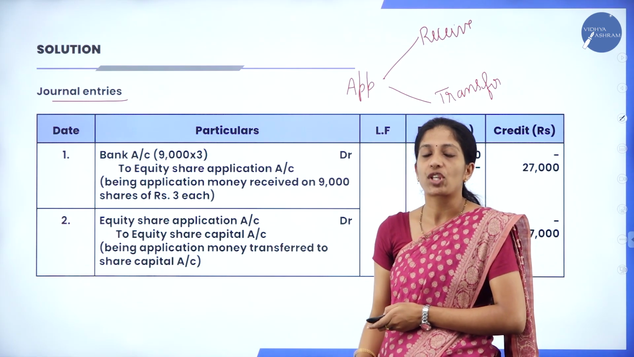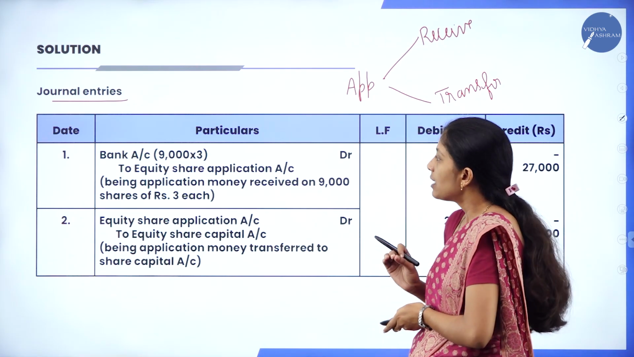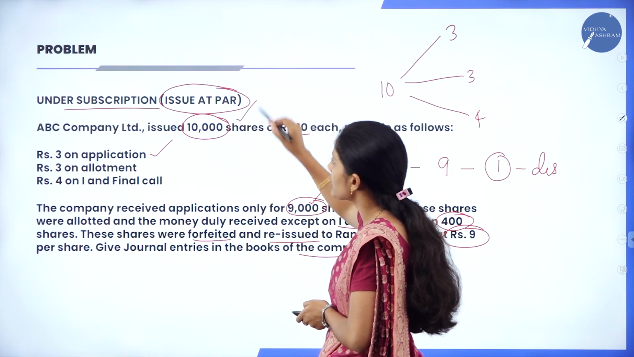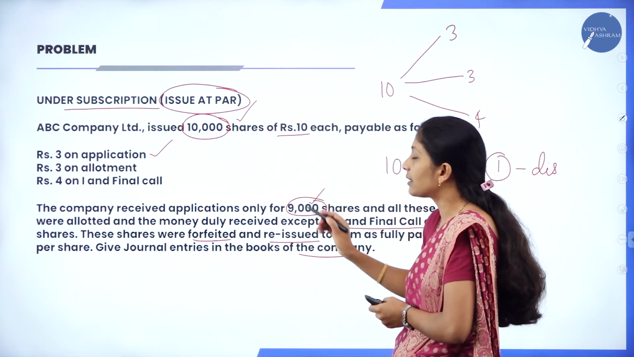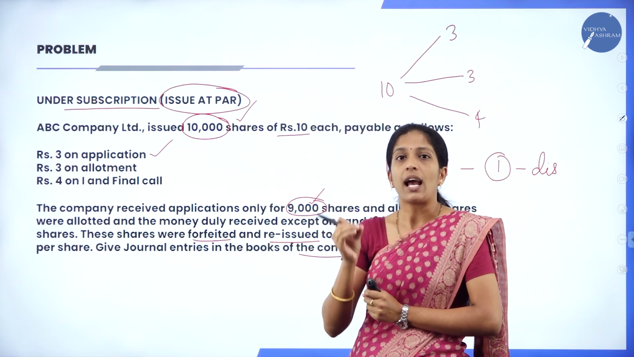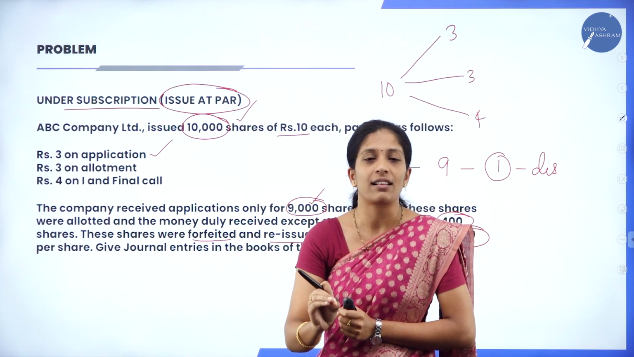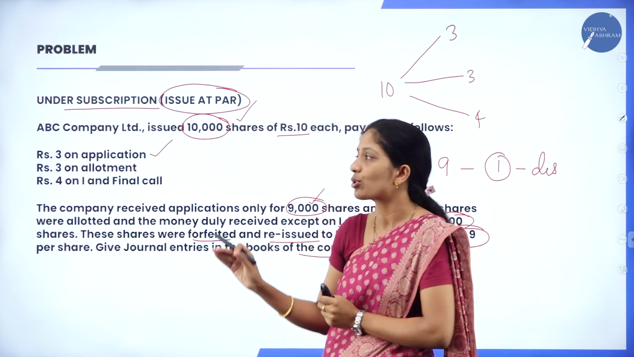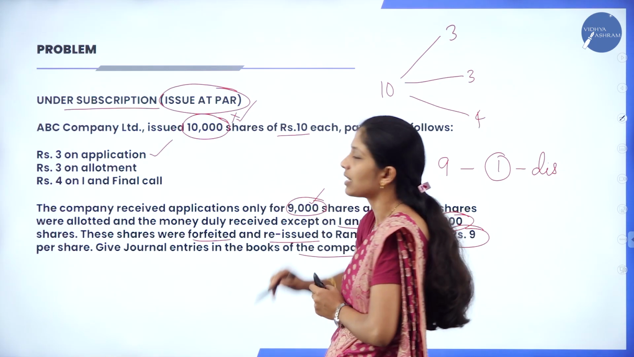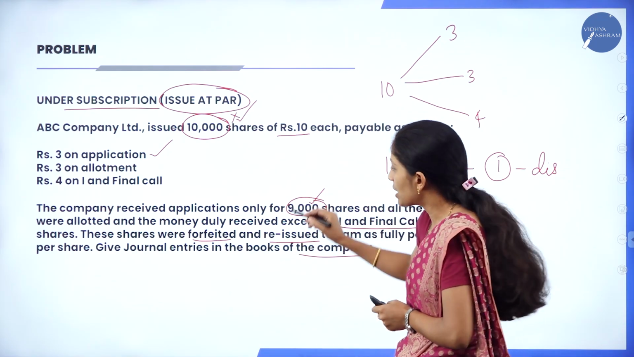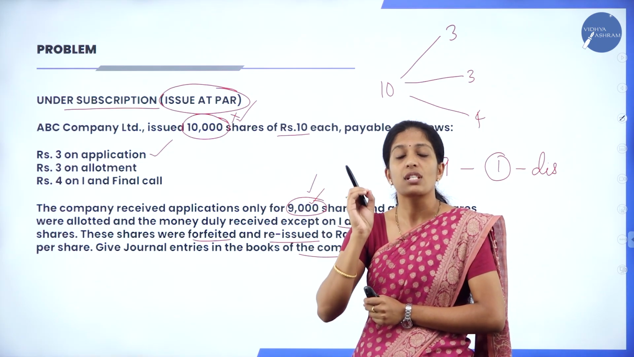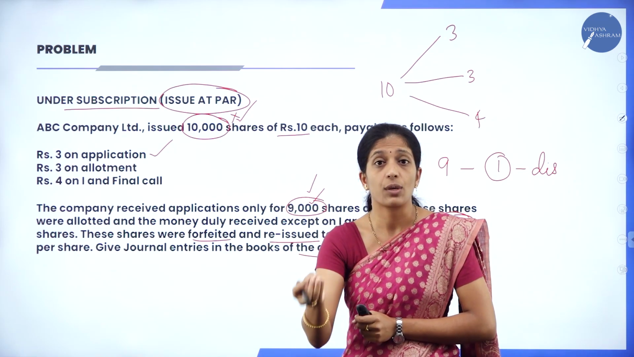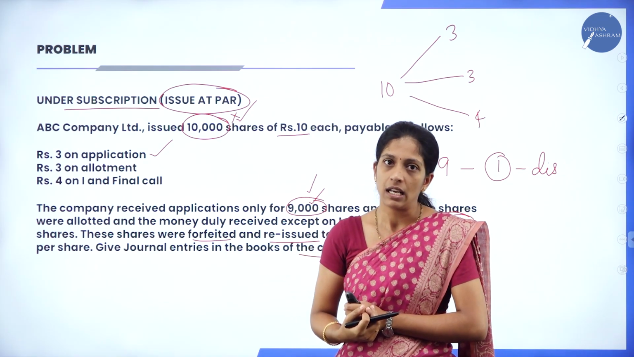Now, what is the number of shares? Here you have to remember. Even though they wanted 10,000 shares, for how many have the public subscribed? 9,000. In the sense, we have received amount only on 9,000 shares, not on 10,000. So, we are not going to take 10,000. Always we will take 9,000, because 9,000 is the actual number of shares on which the application money has been received.